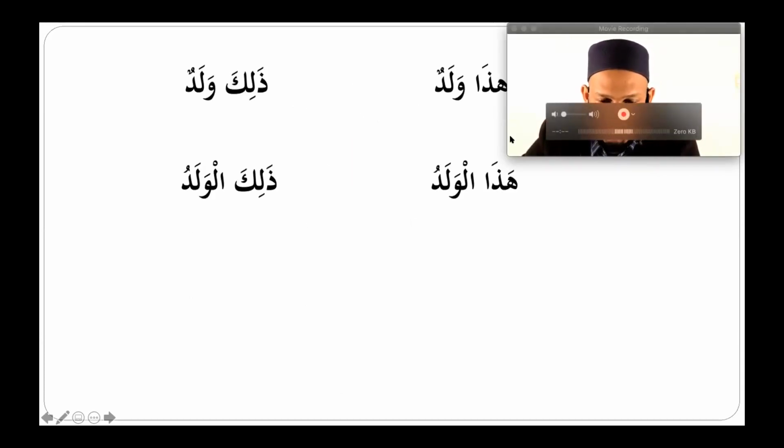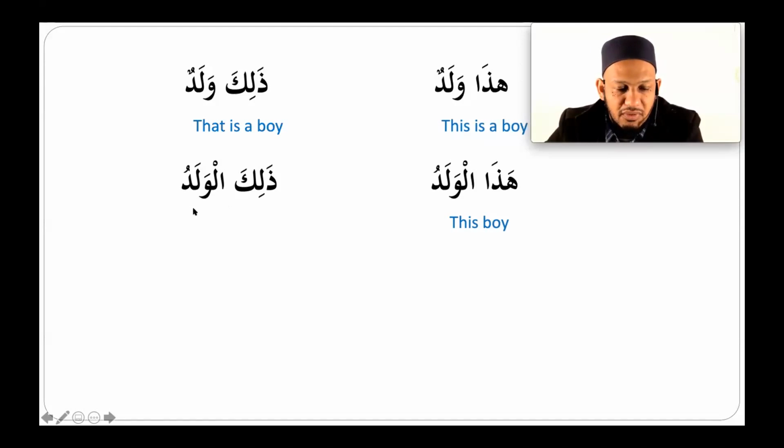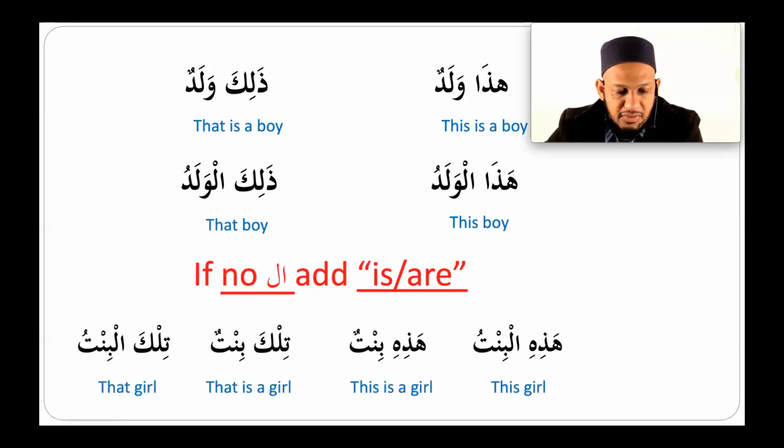Okay, so just to recap, the basic rule was that if you have hadha without an al after it, like hadha waladun, you add an is or an are. For example, hadha waladun, this is a boy. If there's no al on walad, you add is or are. However, if you have an al, hadha al-waladu, this boy, you don't add is or are. It becomes this boy. Dhalika waladun, that is a boy. Dhalika al-waladu, that boy. Okay, so just remember that's the difference. Without the al, it's a jumla, a sentence: something is something. With the al, it's not a sentence. Okay, and we went through this last week, and we'll go through this now.